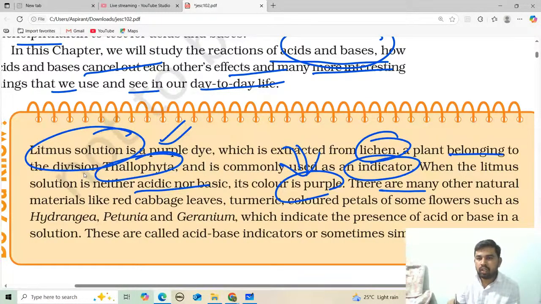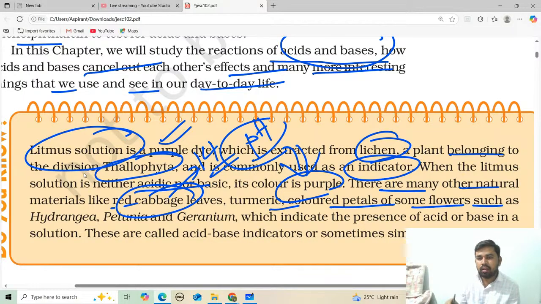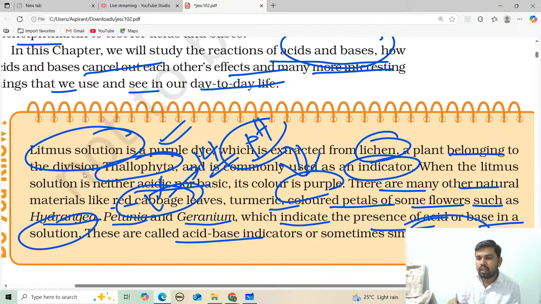There are many other natural materials like red cabbage leaves, which show around 14 colors as per the pH scale, and turmeric and colored petals of some flowers such as hydrangea, petunia, and geranium, which indicate the presence of acids and bases in solutions. Okay, so all these things we can use as indicators. This is what we are going to discuss about indicators.